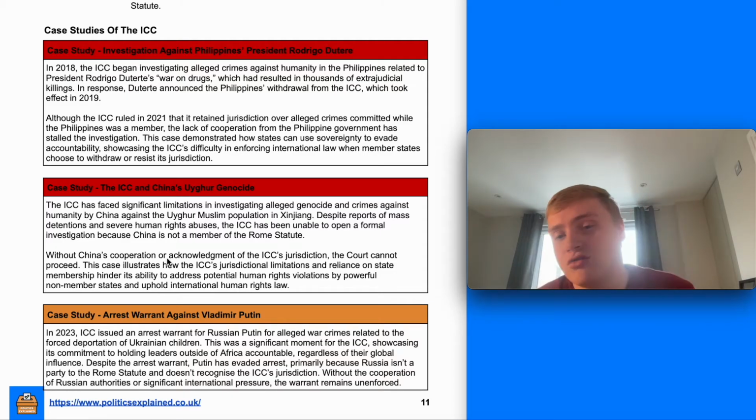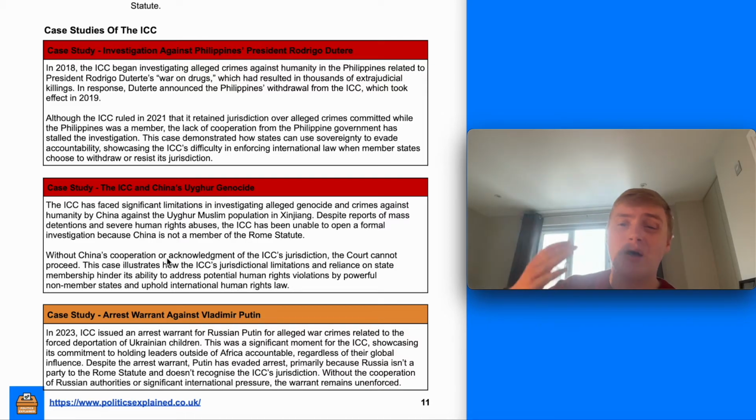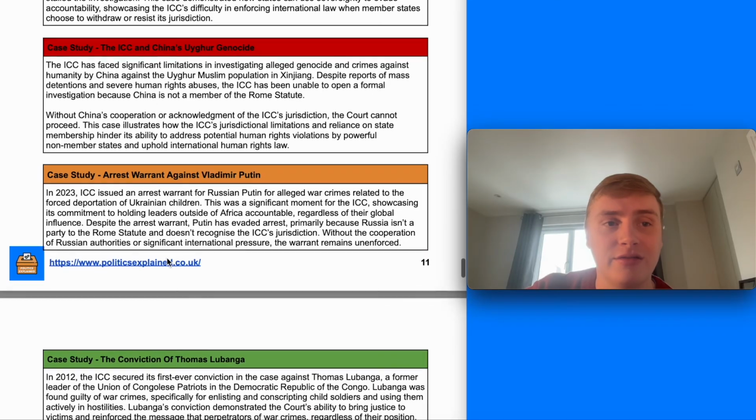And the fact that a country can just withdraw from the ICC when it gets investigated showcases the difficulties of the ICC in enforcing international human rights law, and how sovereignty can be used to evade accountability, and how international human rights law is often really difficult to uphold and therefore ineffective.